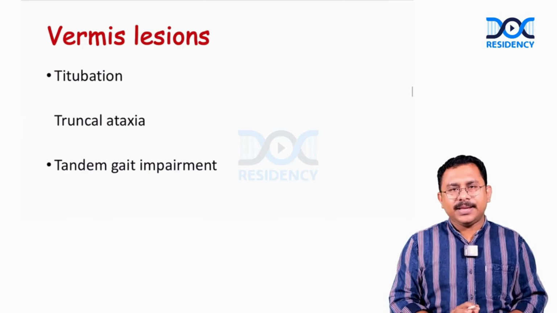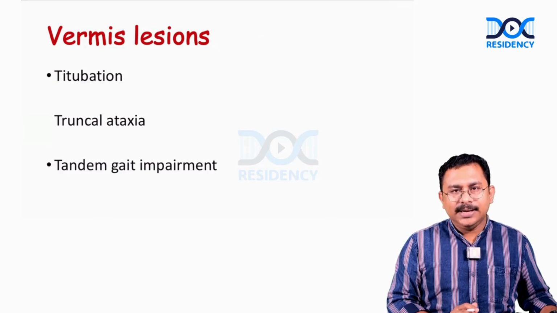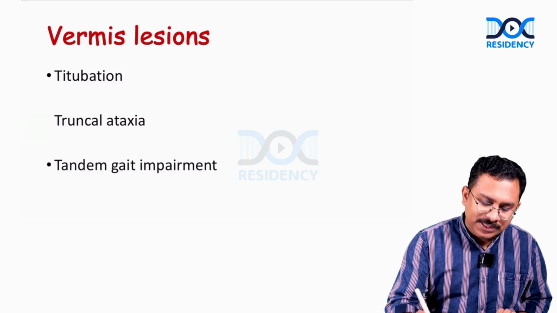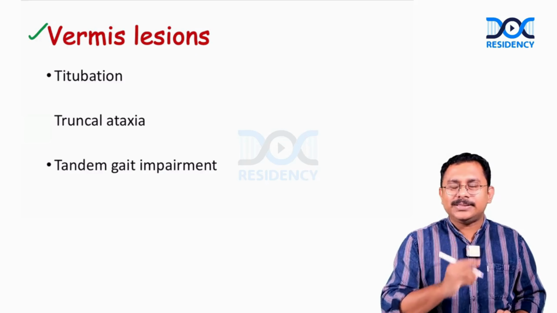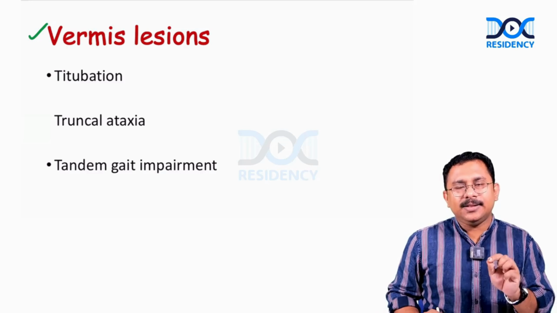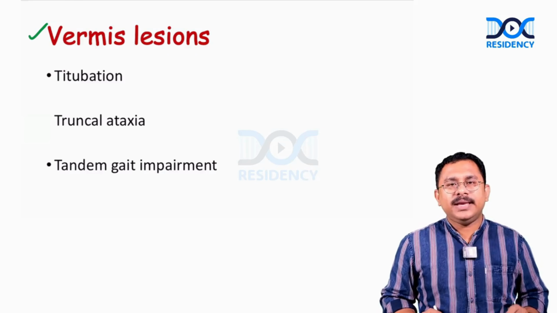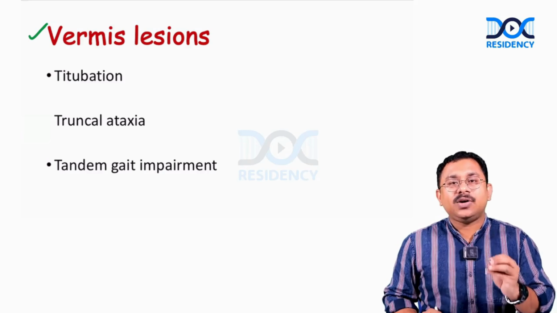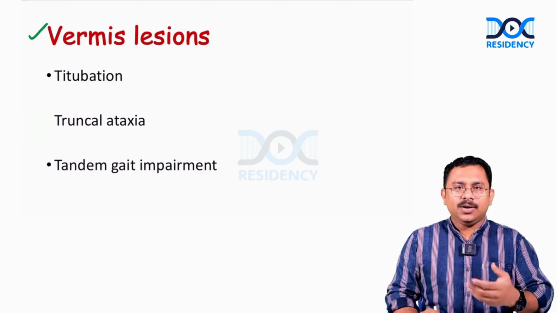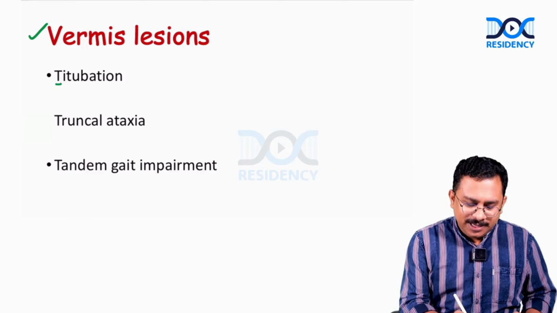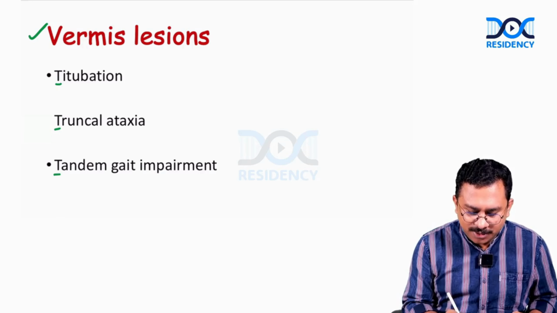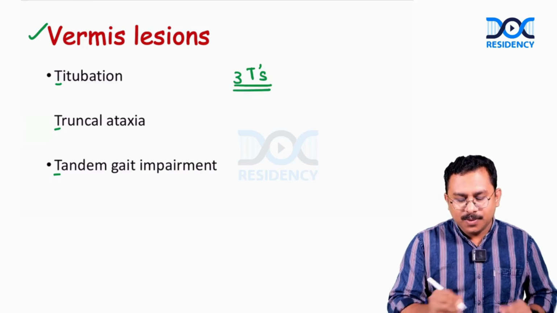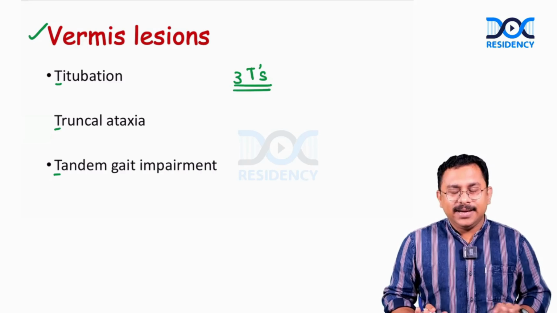The points that we discussed, that is titubation, trunkal ataxia, and impairment in the tandem gait or a gait ataxia, all these are features of very important vermis lesions. So it is a vermis lesion that causes titubation. It is a vermis lesion that causes trunkal ataxia. It is a vermis lesion that causes gait ataxia, and also it can cause tandem gait impairment. But I just wrote there tandem gait impairment because I wanted you to remember the 3 T's. Okay, 3 T's. So I hope that is clear for you.